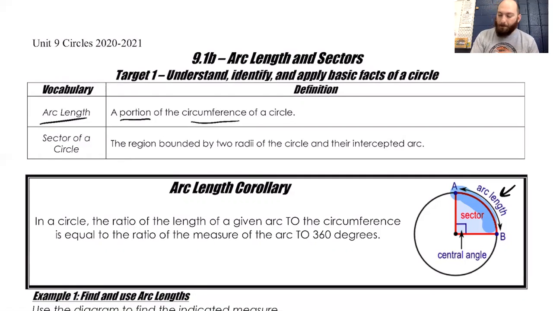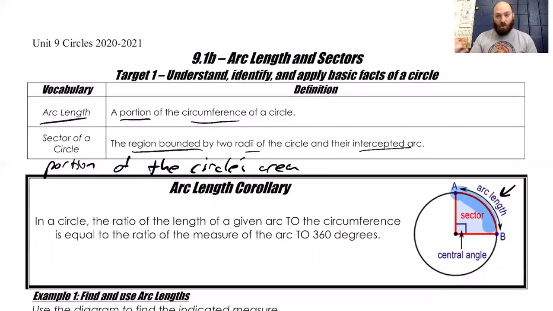The sector of a circle is going to be the region that's bounded by two radii of a circle and their intercepted arc. So I'm going to add to that, it's also a portion of the circle's area. Just like arc length is a portion of the circumference, sector is the portion of the circle's area. And so that's what we're seeing right here. We're seeing that the amount of space that that little piece of pie takes up, that is my sector, versus the entire area of the circle.